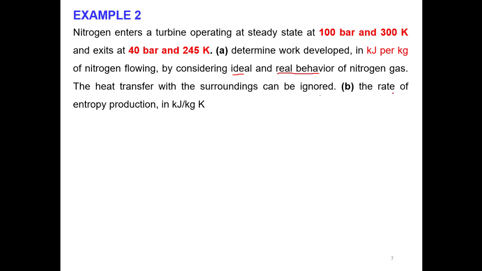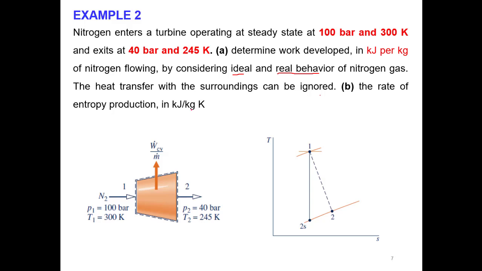And part B is calculate the rate of entropy production in kilojoule per kg per Kelvin. So that's very simple. It's like an expansion of the nitrogen gas in a turbine. Let's say this is a turbine and we have state 1. At state 1, nitrogen is available at 100 bar and 300 Kelvin. After expansion in a turbine, there is a drop in pressure and temperature. Pressure drops from 100 to 40 bar and there is a drop in temperature as well, to 245. Because of this expansion, obviously we'll get some work output.